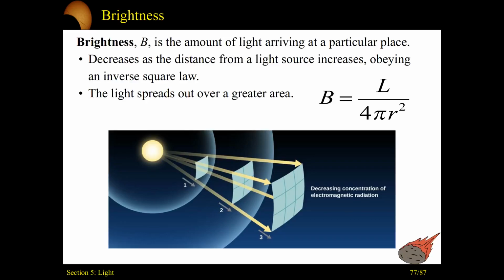Seemingly related, but actually distinct from luminosity, will be the brightness, how bright something is. Mathematically, we can say that the brightness of an object goes as its luminosity over 4 pi r squared. Think of it this way. Here's our star. It's luminescing a certain amount of light away.